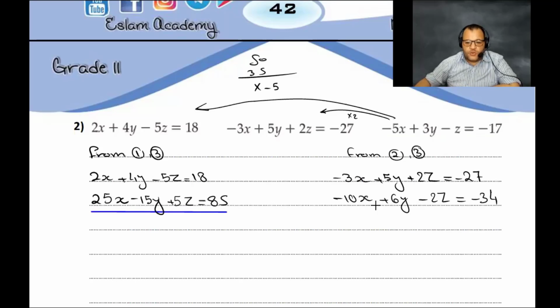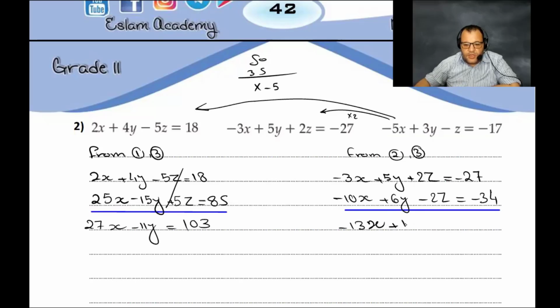Now by solving the two equations to find equation number 4 and number 5. It will be 27x minus 11y equals 103. And by adding, negative 13x plus 11y equals negative 61. Any problem until now?